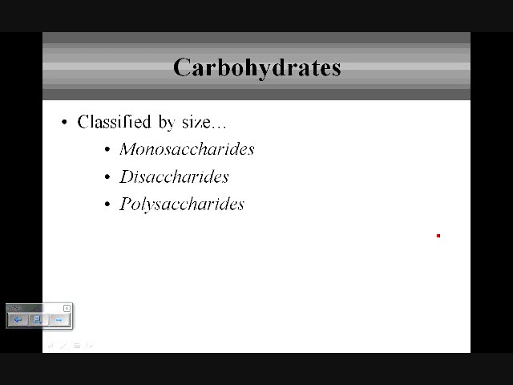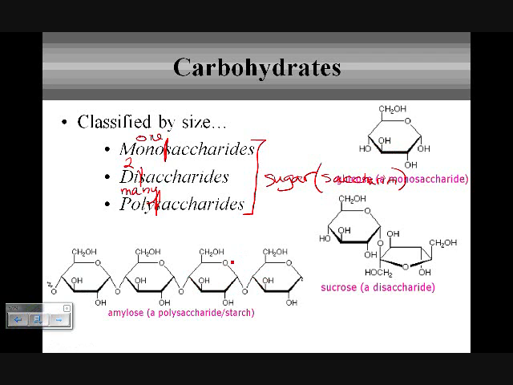We use 3 different words when we classify or group our carbohydrates: monosaccharides, disaccharides, and polysaccharides. If we split these words, we can take them literally: mono is referring to 1, di is referring to 2, poly is referring to many, and saccharides means sugar. I want you guys to think about saccharin, as in artificial sweetener. So with saccharides, we're really talking about sugar.